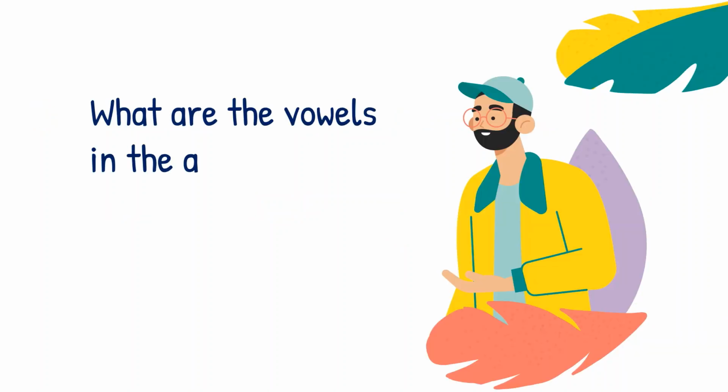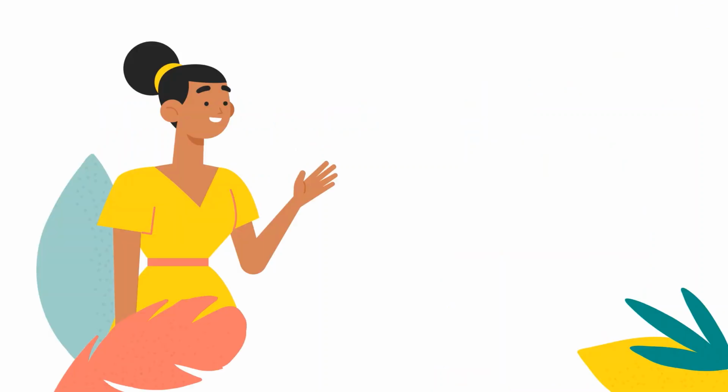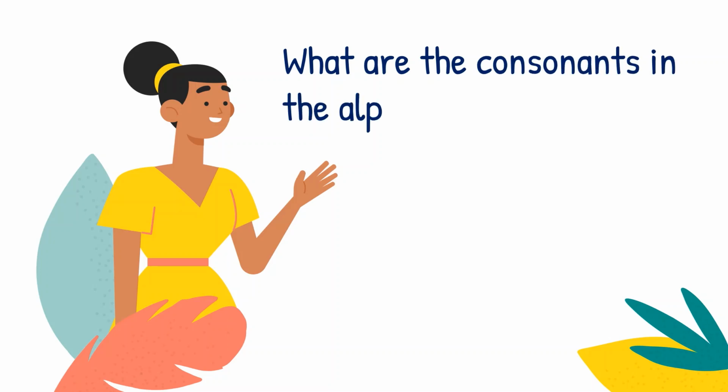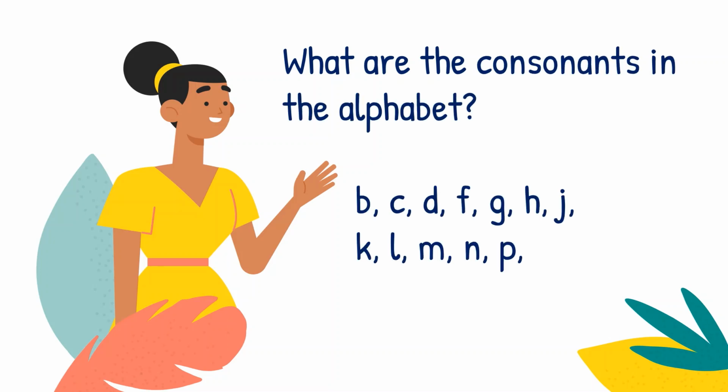What are the vowels in the alphabet? The vowels in the alphabet are A, E, I, O, and U. What are the consonants in the alphabet? The consonants in the alphabet are B, C, D, F, G, H, J, K, L, M, N, P, Q, R, S, T, V, W, X, Y, and Z.